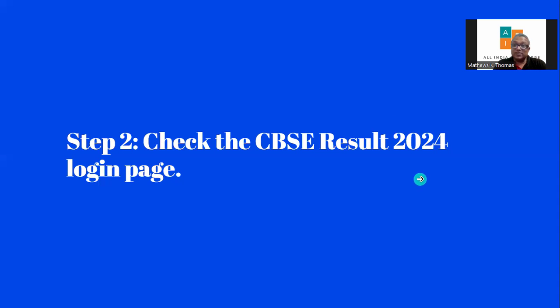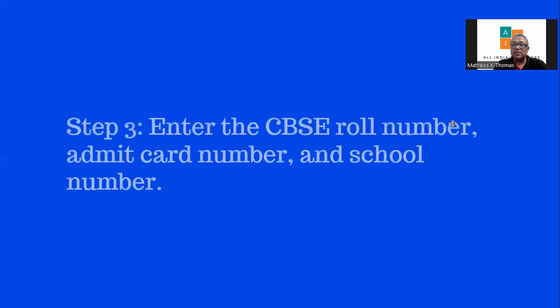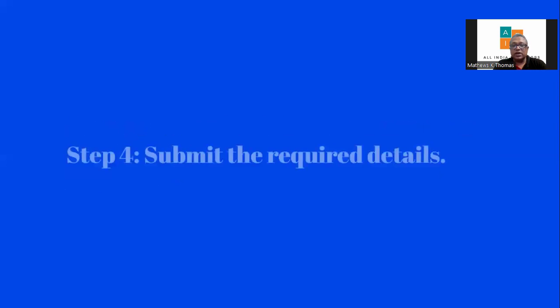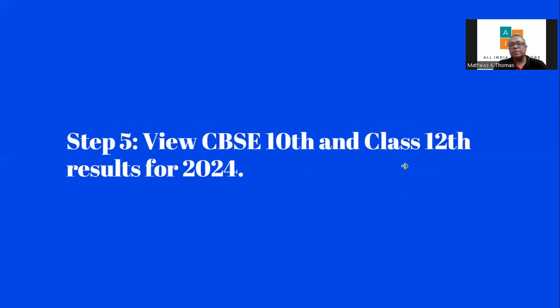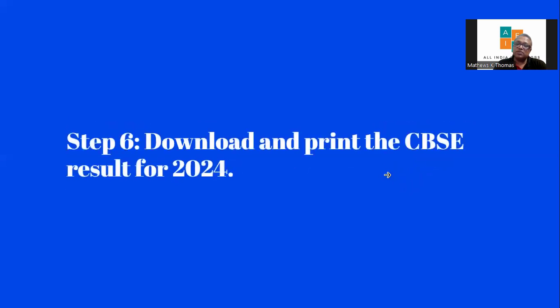So how, as I said, there are some details which they will be asking you. So kindly keep all the details handy. Enter your roll number, admit card number, and your school number, as I had mentioned. And you will submit the required details. There will be a submit button. Once you feel that whatever you have entered is correct, you will submit that, and then you are going to get your results. So when you're going to get your results, everything will be mentioned.